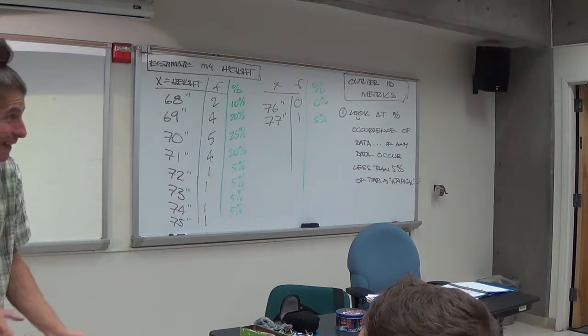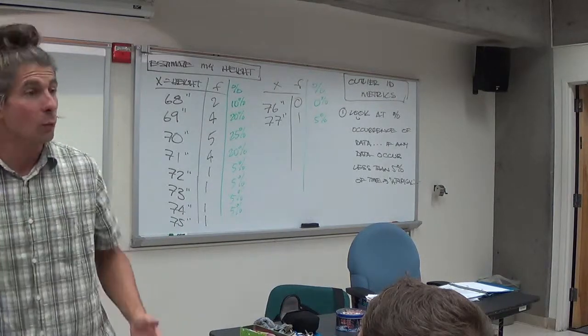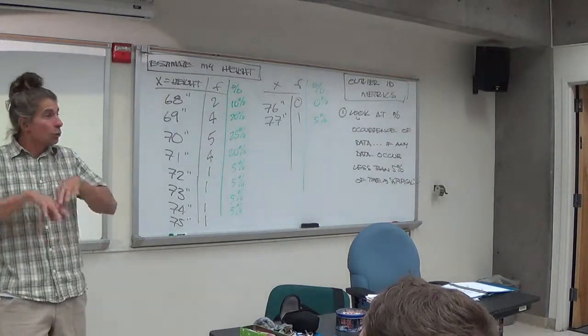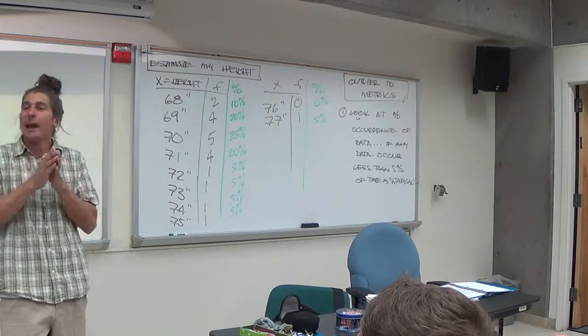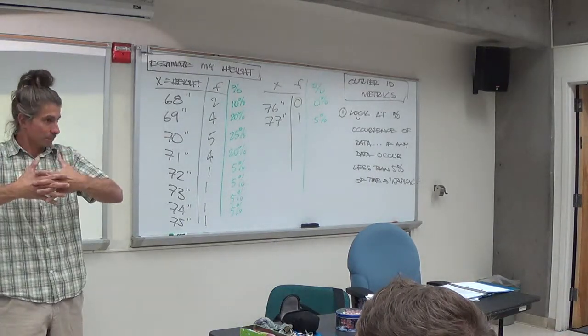What Taryn just said is wonderful because it ties to this atypicality. So one way of looking at data is to look at a percentage occurrence of it and say, okay, typical happens more than 5% of the time.